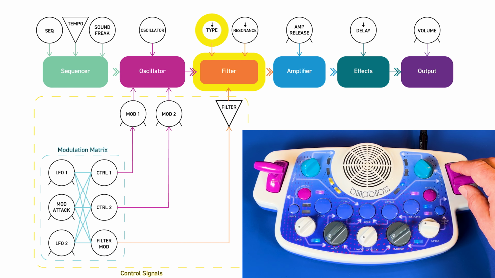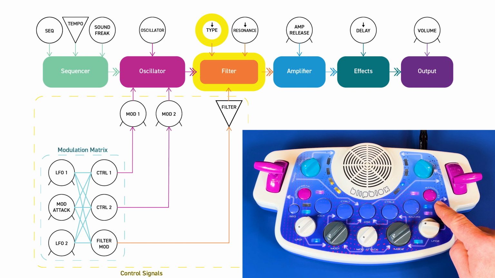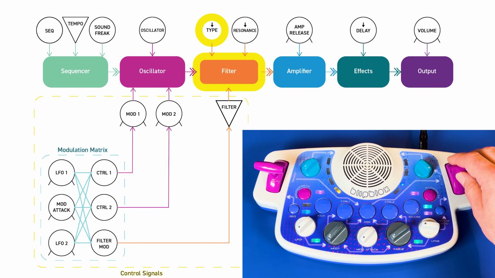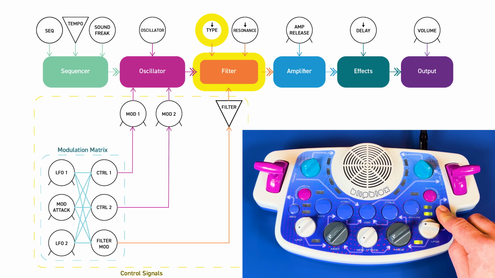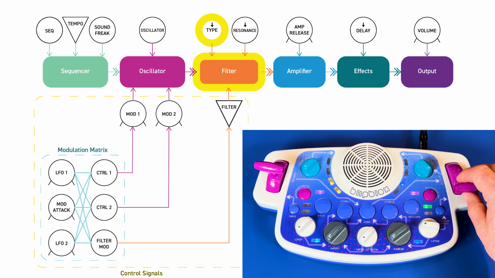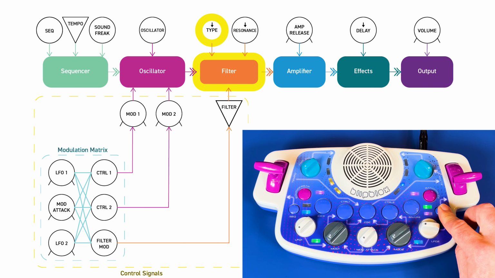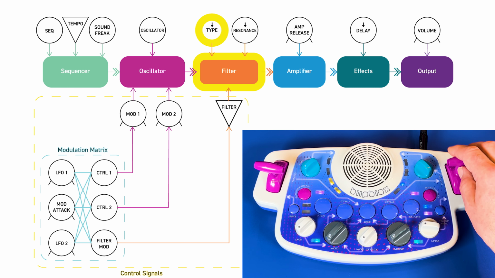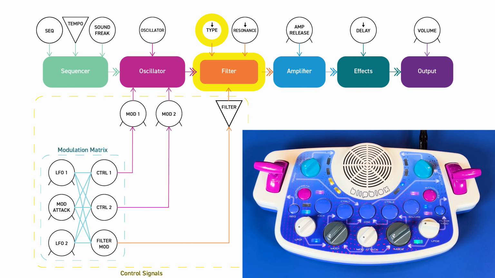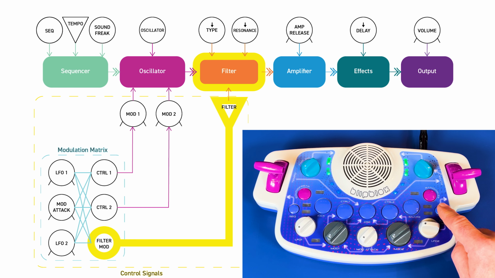There's also the filter type. You can hold that down, select a different type of filter. Here we have a bandpass, high pass, and we'll go back to low pass. You can also use the filter mod button to add something, again, like the LFO as a modulator to control the filter.